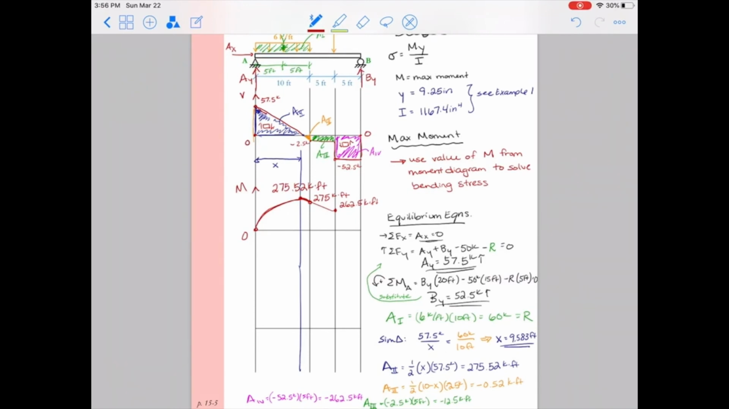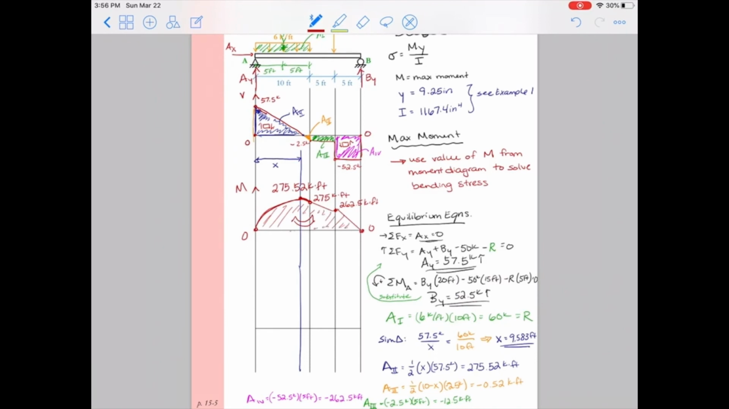And then on the last range, 262.5 plus the magenta area, which is minus 262.5, brings me back down to 0. I'm happy because I got back down to 0. So that's good news for my moment diagram. That typically means I did it correctly. And I went ahead and drew my positive sign convention. All right, so there you go. You got the moment diagram done.